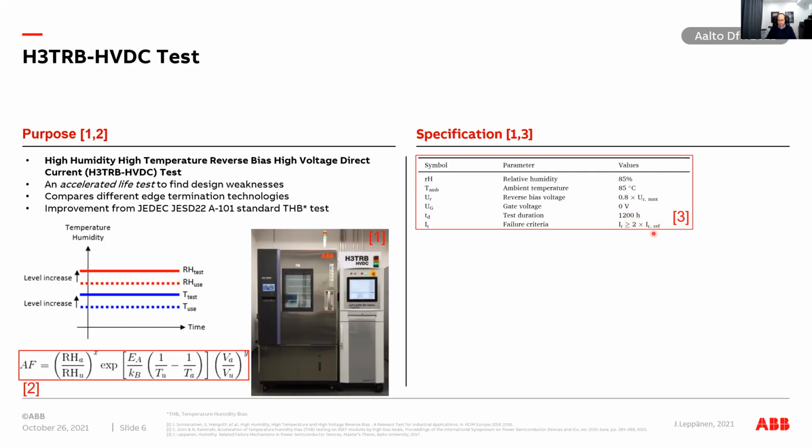So we always take this reference as a value when we started the test. Shortly after the humidity and temperature conditions have stabilized and we have turned on the bias voltage, we measure the leakage current and use it as a reference, and then monitor it until it doubles from this initial value. So that's the main idea. And typically we use a separate reference value for each sample, because there is always some variation between samples.